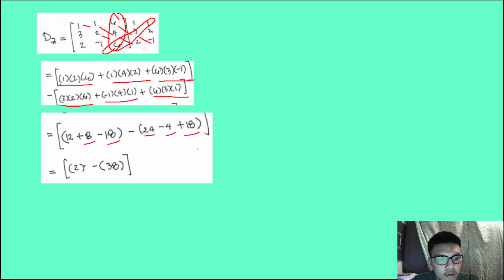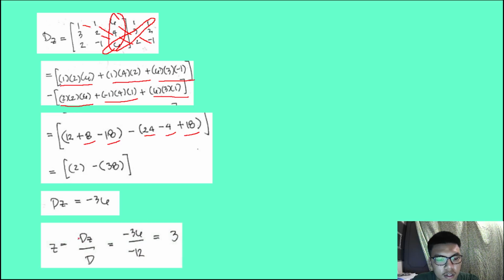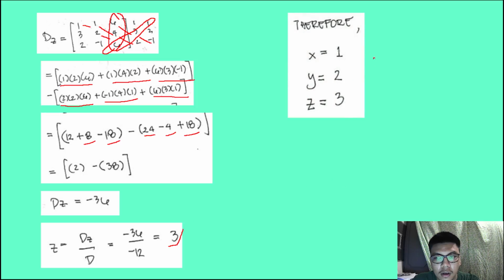Then simplifying, we have 2 minus 38. So 2 minus 38, that is equal to negative 36. So ito yung ating dz. Then to solve for z, we divide dz with our determinant negative 12. So negative 36 divided by negative 12, that is equal to 3. Okay? Therefore, the solution is x equals 1, y is equal to 2, and z is equal to 3. So, gano'n lang yung Cramer's rule.